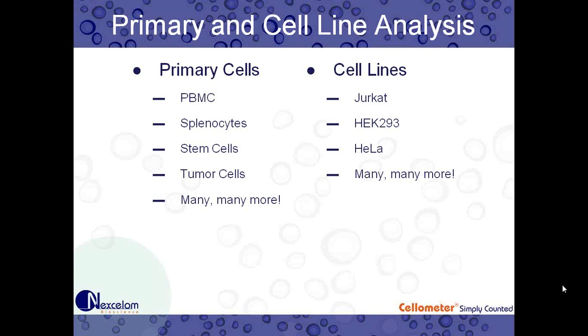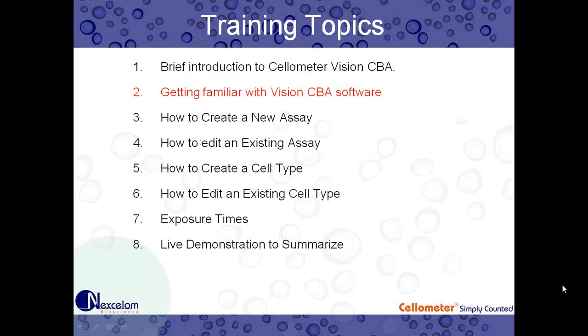Just so you guys know, these are just a small fraction of an example of the cells that we can count with the Vision: PBMCs, splenocytes, stem cells, tumor cells, and very many more primary cells, as well as different cell lines, such as Jurkat, HEK293, HeLa cells, and so many more. And just in case you ever have a cell type that we do not have in our library, you can always call in and we can optimize a cell type for you.